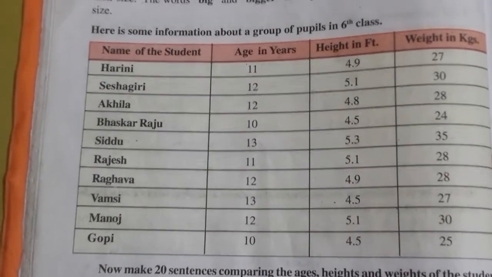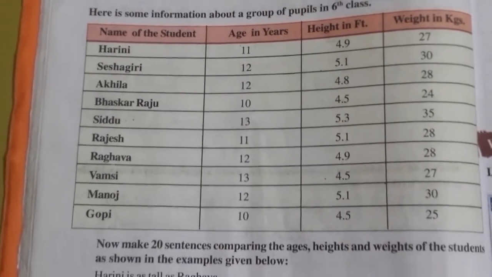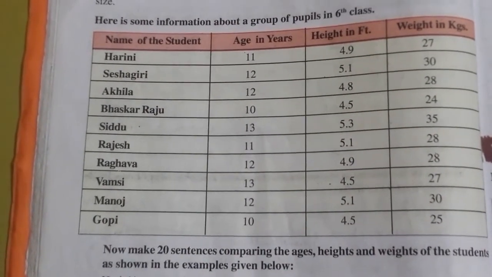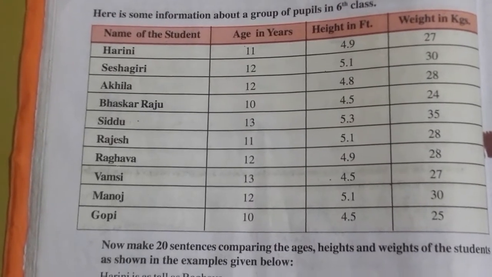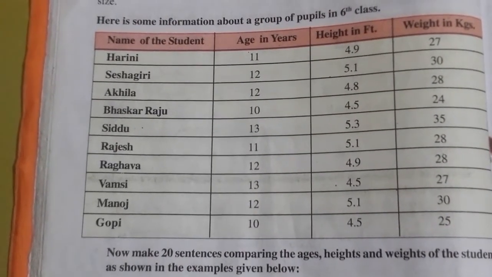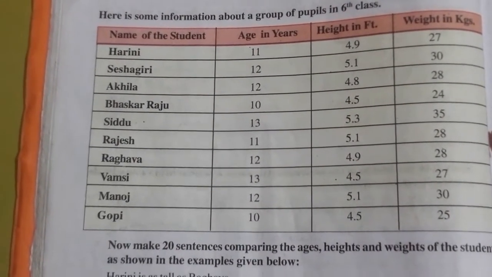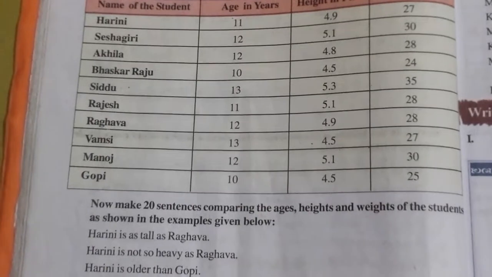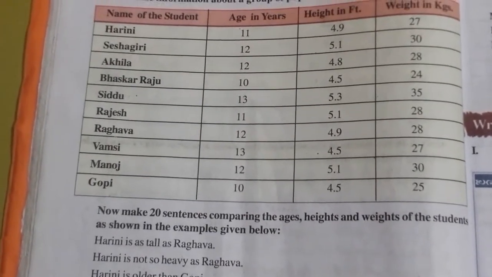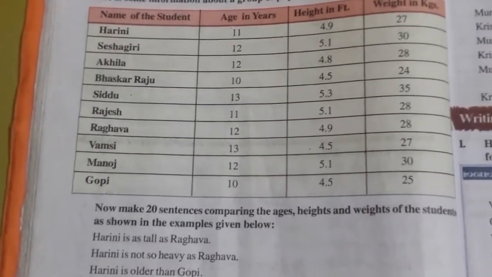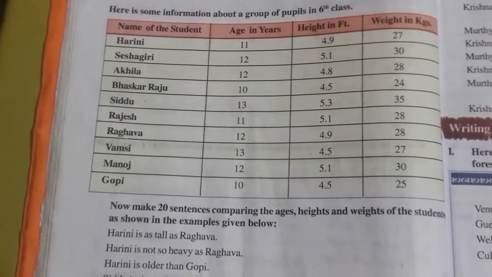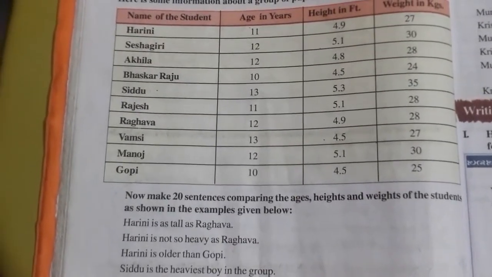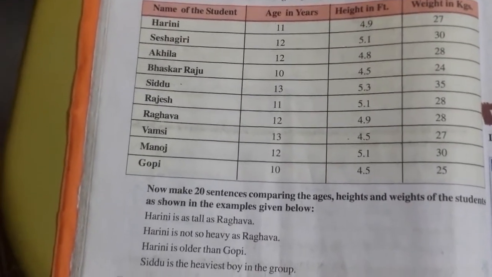The first one is positive, second one is comparative, third one is superlative. Now they have given you some examples. Let us read out those examples. Harini is as tall as Raghava. Harini is not so heavy as Raghava. Harini is older than Gopi.